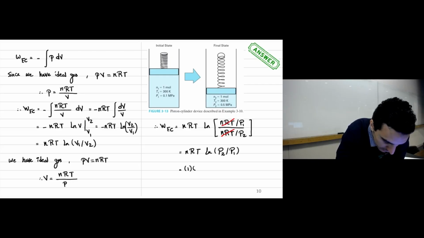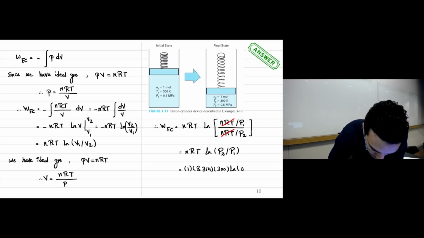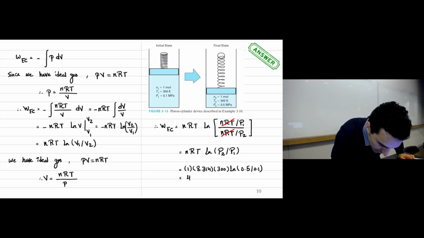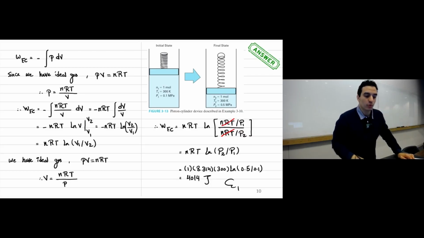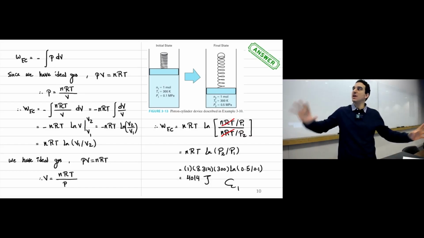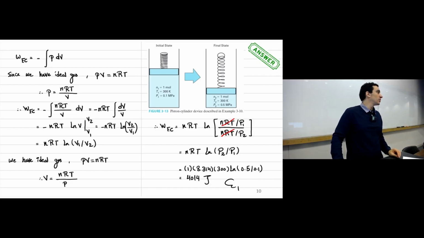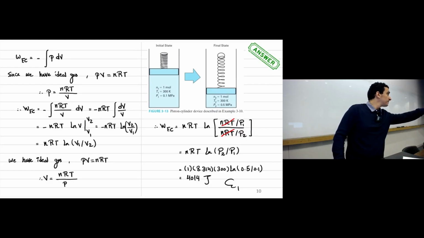Start to substitute. We have number of moles, N. We have R, 8.314. We have temperature, 300 Kelvin. We have ln P2 is 0.5 divided by 0.1. So if we substitute in this equation here, we have work of expansion contraction will be 4014 joule. And this is the first requirement we have. So this is how we put all the information, and then we can find the work of expansion contraction. Clear? Okay. Is it clear?